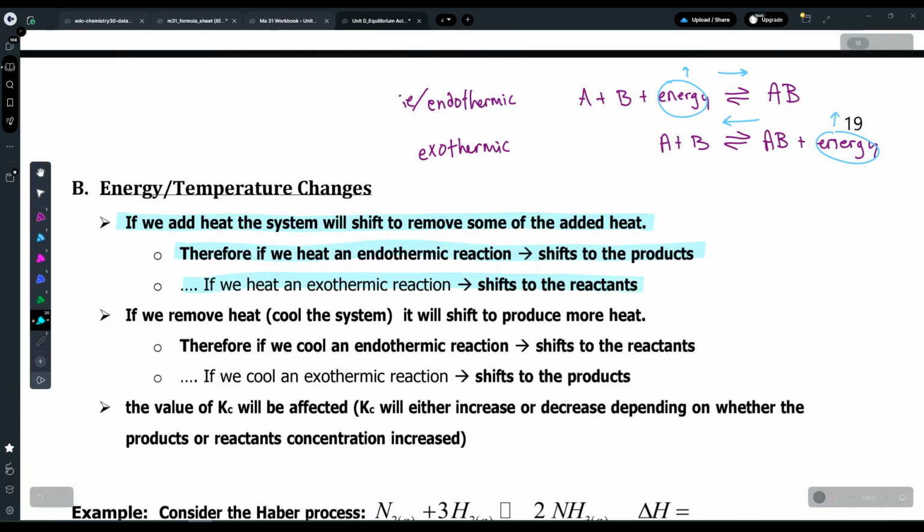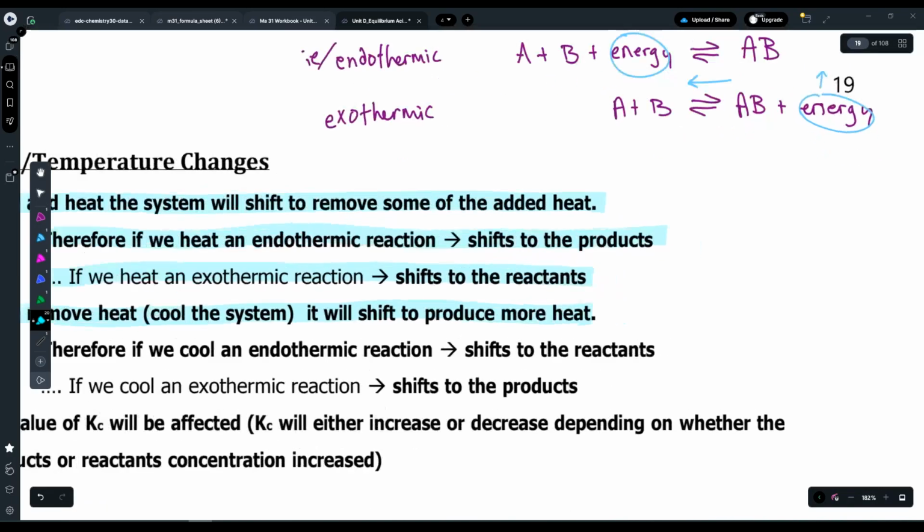So again, how your equilibrium shifts completely depends if your reaction is endothermic or exothermic when you have heat as a stress. Now, if you cool the system, it's going to have the opposite effect. So your equilibrium is going to shift so that it produces more heat, or it replaces the lost heat.